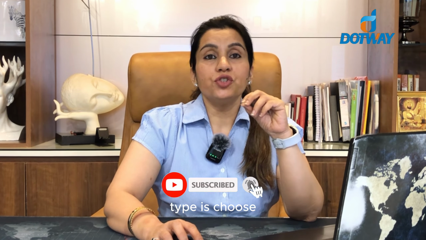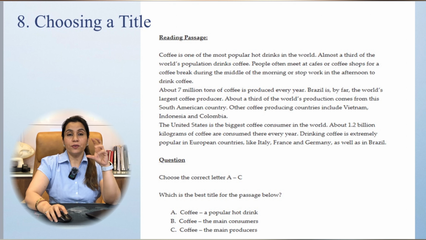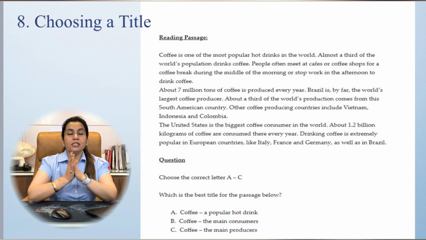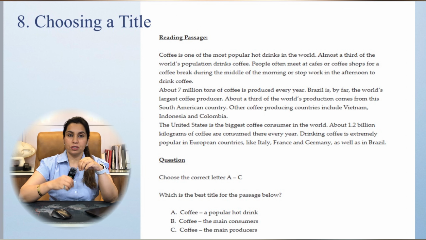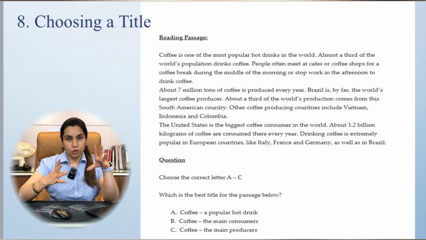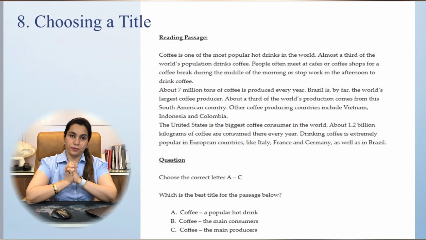The 8th question type is choose the title. Here a paragraph will be given to you, and 2 to 3 options will be given to you, asking which title is best suited for this paragraph. You need to identify that by completely reading the paragraph. Many students make the mistake that they just read one part of the paragraph and come to the conclusion that this is the final answer, but it is wrong. You need to see the complete paragraph, or if there are 2 or 3 paragraphs, the crux of the whole thing, and what is the best title for this paragraph.